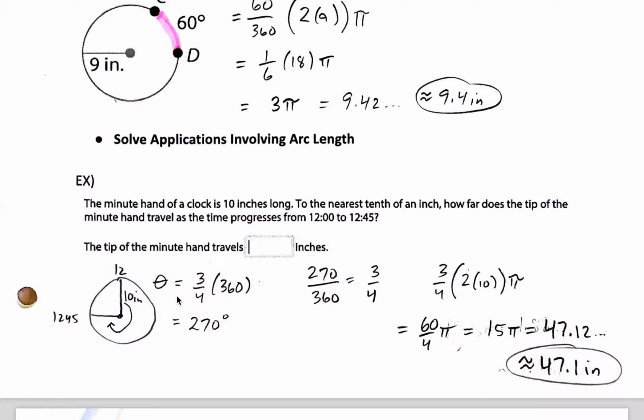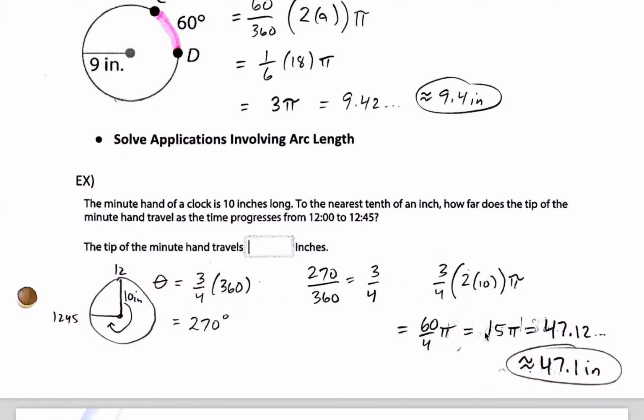And so if our radius, or the length of the minute hand, is 10 inches, then we could take 3/4 of double that, take our radius and double it. And so we're taking 3/4 of 20 pi, which is the same as 60/4 pi, or also the same as 15 pi. So lots of ways that we could visualize this and do it mathematically.